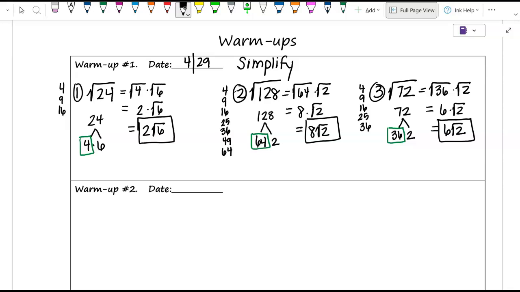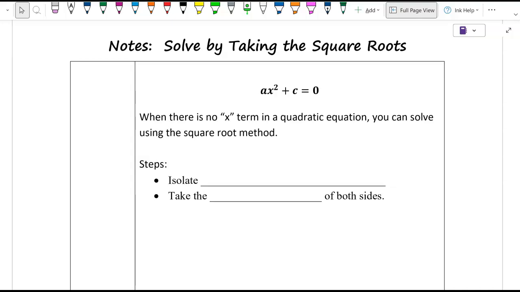All right, we are going to move to page 9 to the notes, solve by taking the square roots. All right, so the skill solve by taking the square roots is a skill that we looked at in first semester when we were dealing with quadratics. Again, now we're going to be adding another element to it, but we're going to start reviewing what this means. So ax squared plus c equals 0. And this is when there's no x term, where we don't have that bx in there.